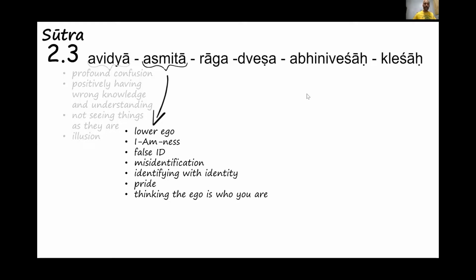Next we have asmita. Asmita is what a lot of folks describe as their lower ego, or they just say ego, but we're talking about the lower ego here. This is not the spiritual ego, right? This is what we identify as who we are, the I amness of me, okay? How we identify, what hat we wear in life. That's asmita.